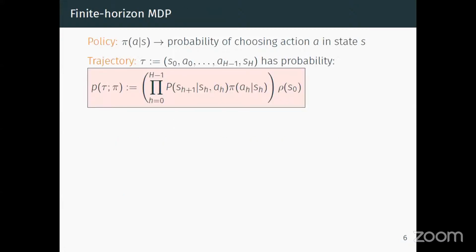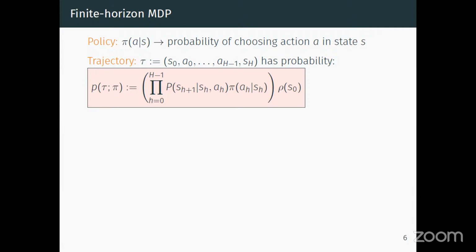So we are in the finite horizon MDP setting. So the policies are stationary and randomized in the sense that for a given state, this quantity says what is the probability of choosing action A in state S. So I have randomized policies; in any state, I get a distribution over actions. And then if I look at a particular trajectory, where H is the horizon I'm looking at, it's a finite horizon MDP. Then the probability of that trajectory is this.